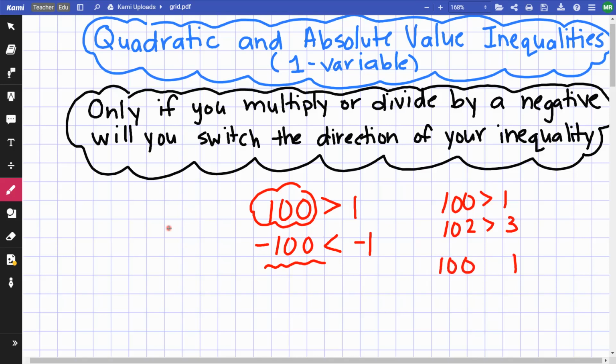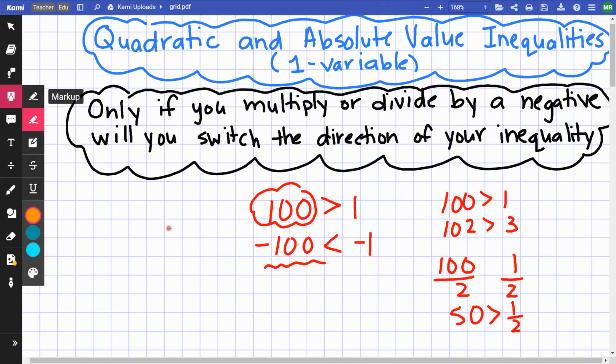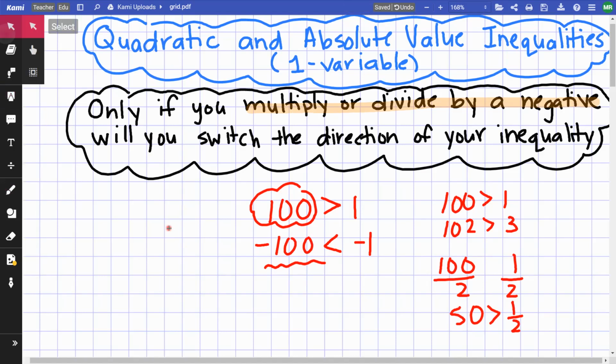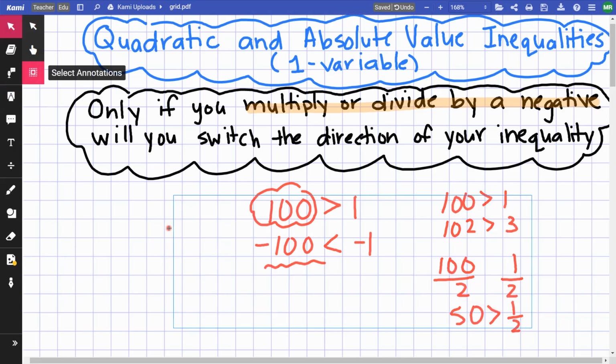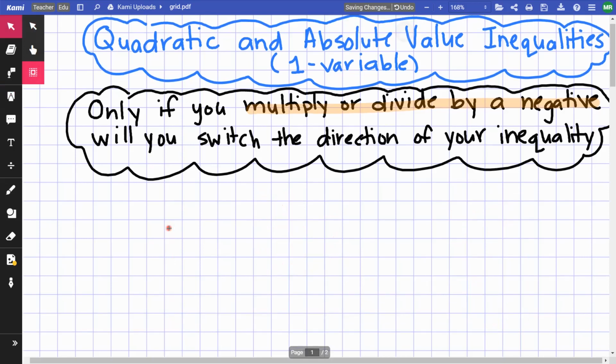Well, if I have a 100 and a 1, I divide this by 2, this by 2, I'm going to get a 50 and I'm going to get a 1/2. I think we agree that 50 is still bigger than a 1/2. So dividing is not what makes your inequality change. It's multiplying or dividing by a negative number, okay? Multiplying or dividing by a negative number. That's the only thing that's going to change it. Okay, so let's do our actual problems.